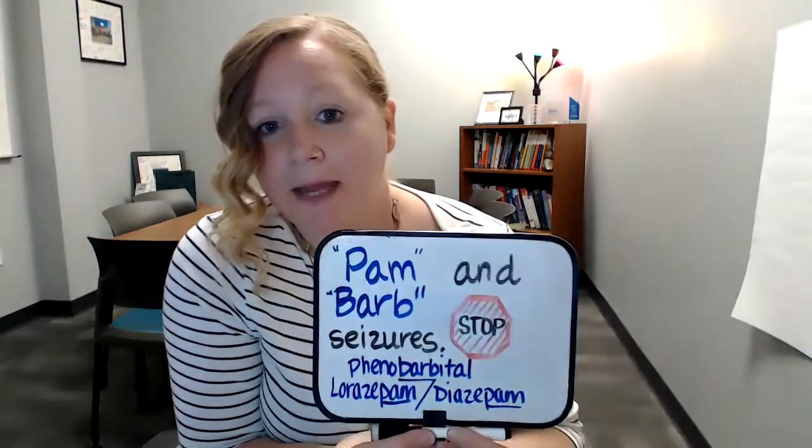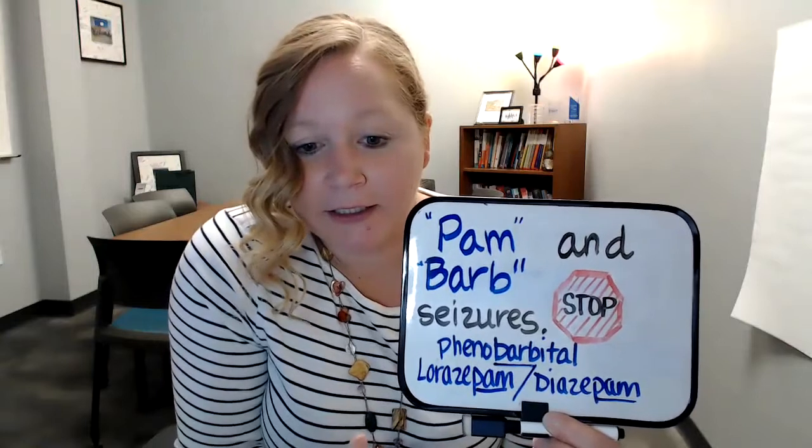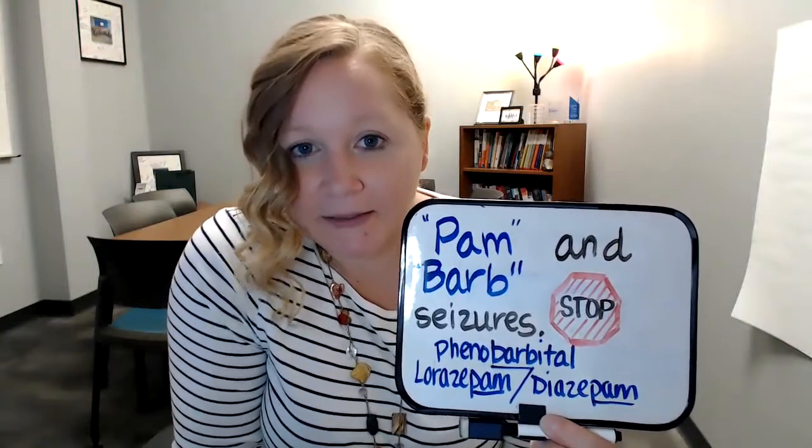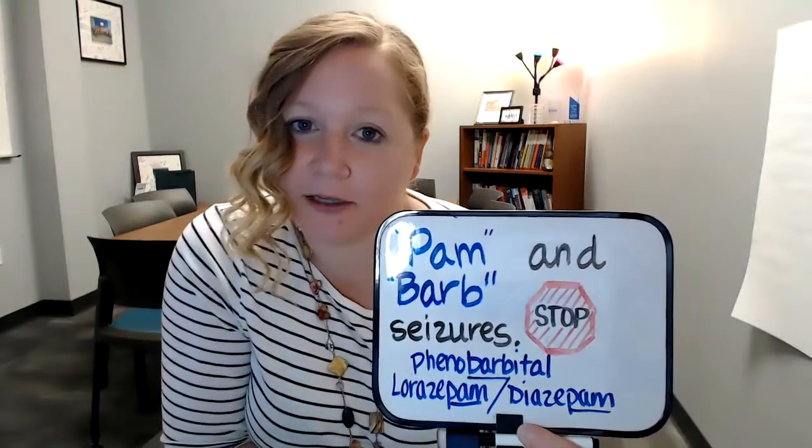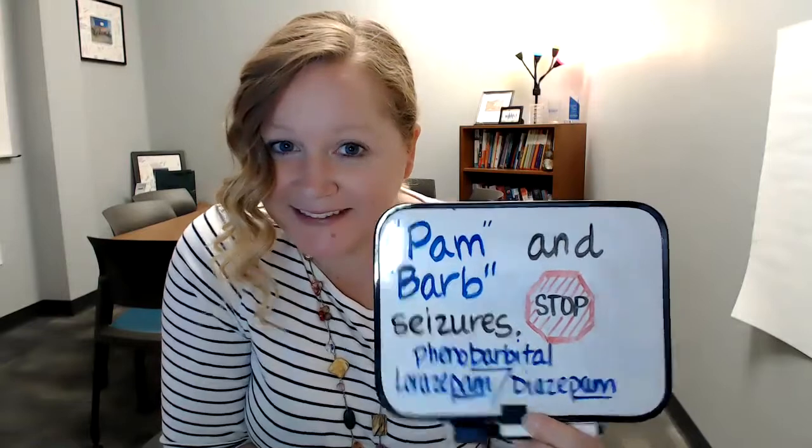So another medication profile that you're going to need to know about is when somebody's having a seizure that needs to be stopped. For example, if somebody's having status epilepticus, that is a medical emergency. So you need to stop those seizures in their tracks. So Pam and Barb stop seizures. Lorazepam, diazepam, phenobarbital, Pam and Barb, they stop seizures in their tracks. Okay, those are the seizure meds.